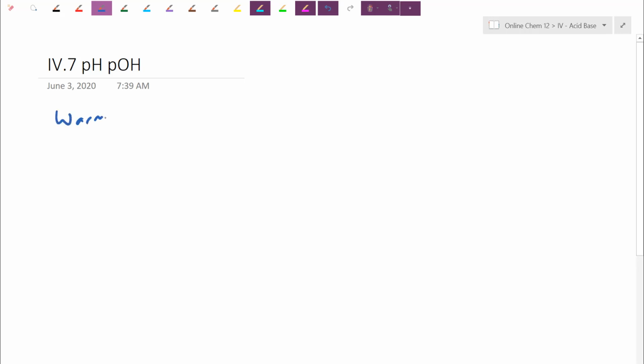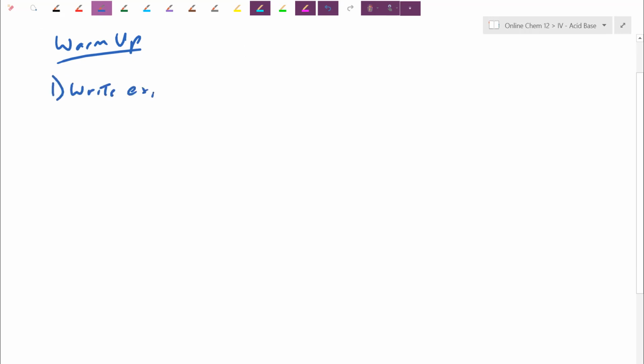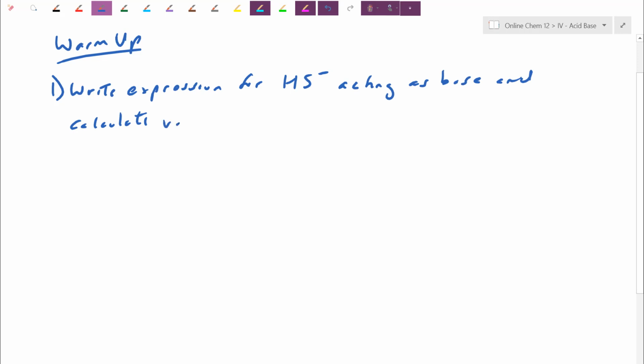Right. So just as a warm-up here, I want you to write the expression for HS minus acting as a base and calculate the value for Kb. So calculate the base ionization constant because this one here is acting as a base.